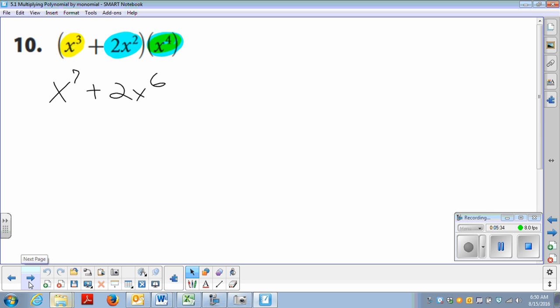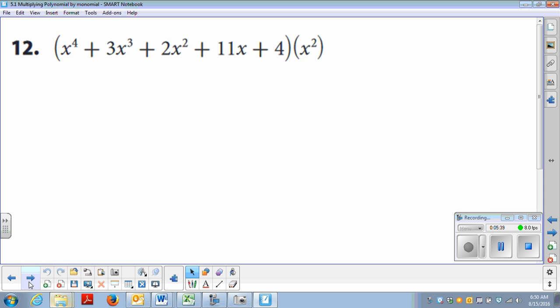Okay, let's take a look at another example. Okay, this is a big polynomial, but you're going to keep your steps the same. You're going to take this x squared and multiply times each term. Remember, that's the distributive property. So let's take a look. All right, my first one, I did my coefficient of 1 times 1, which got me 1. And then I add my exponents. 2 plus 4 is 6.